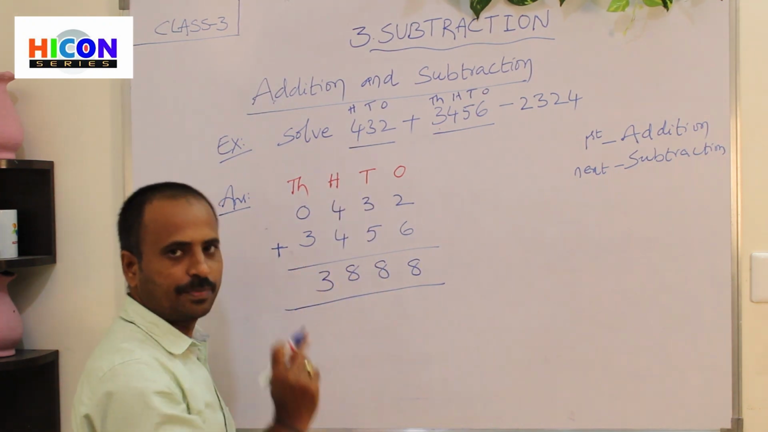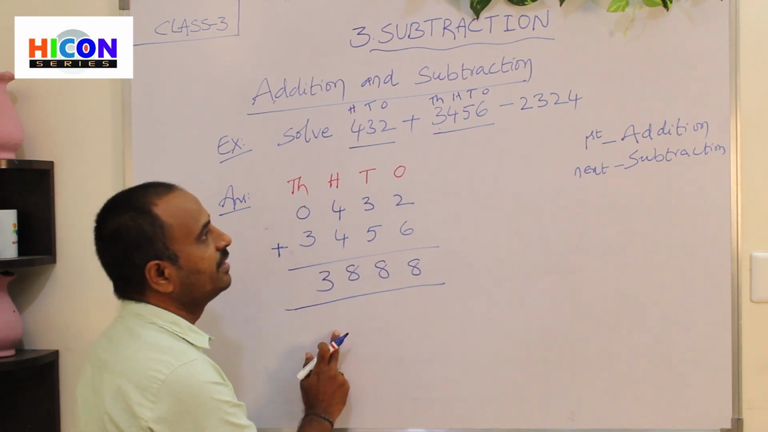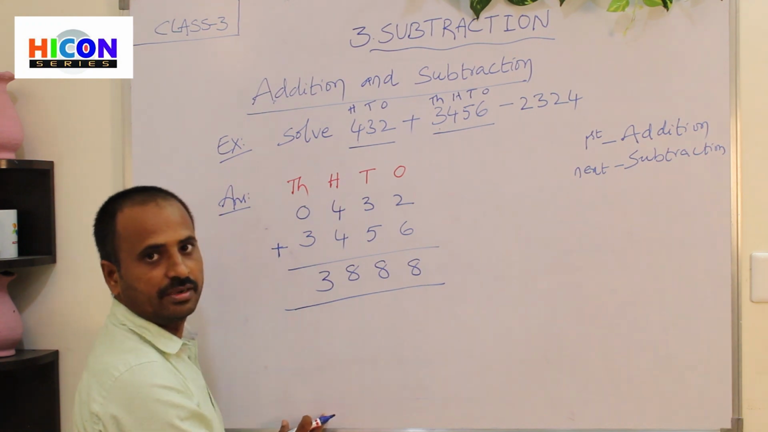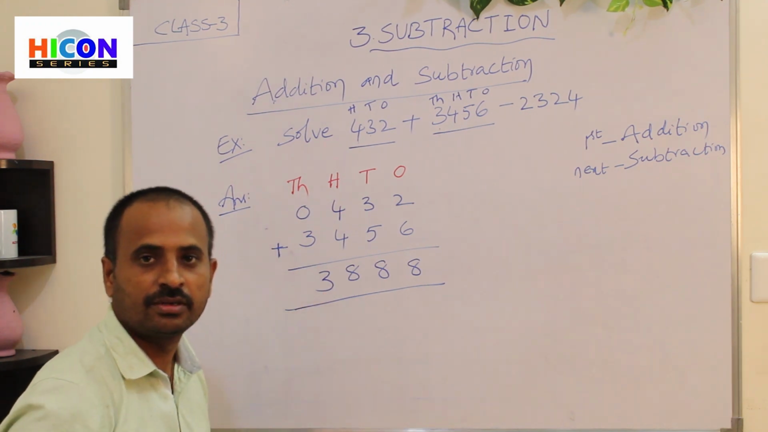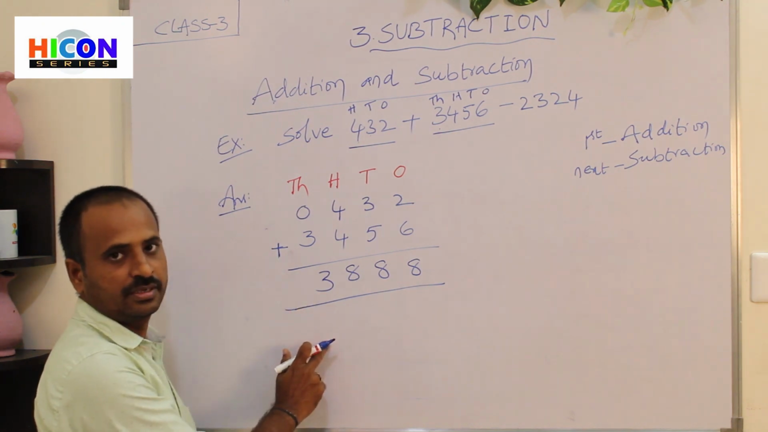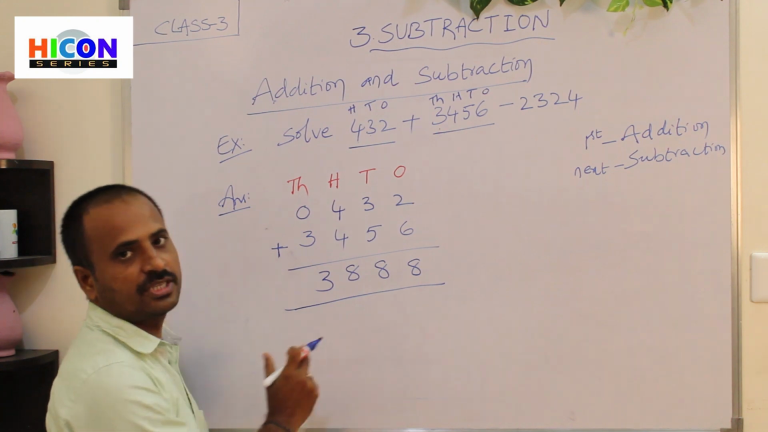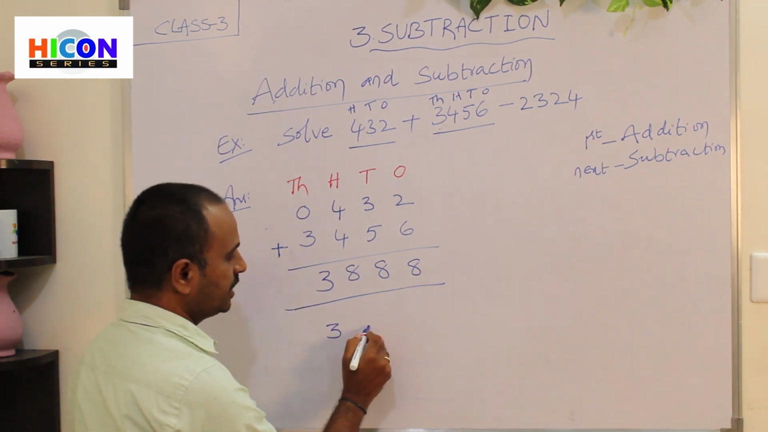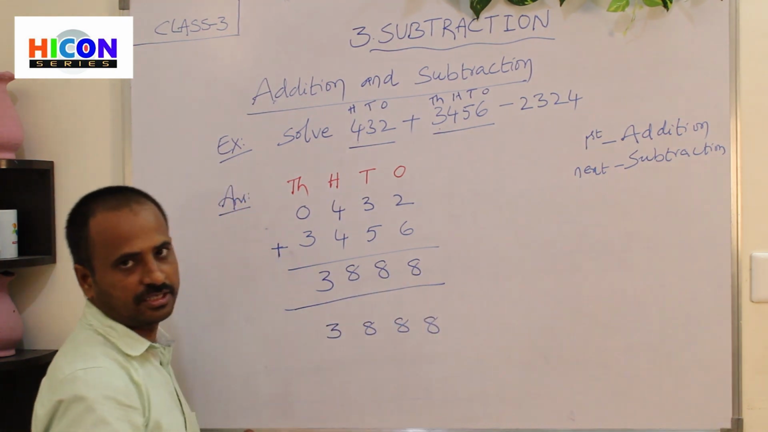Now we have to do the subtraction. How can we do the subtraction? Write the sum first, and write the number which has the minus symbol below the sum. The sum is 3888. So this is the sum.